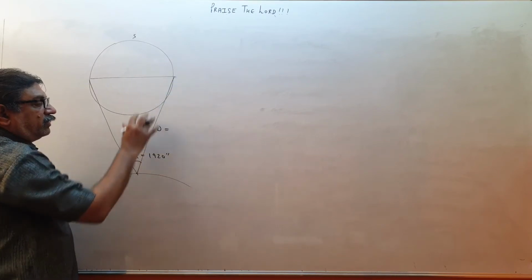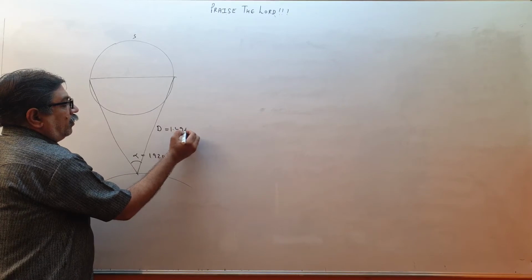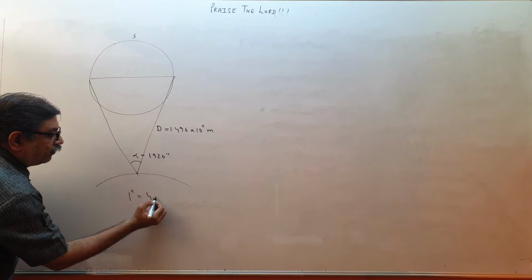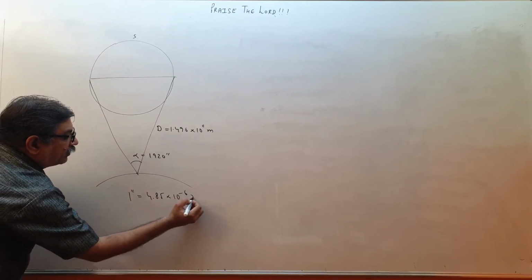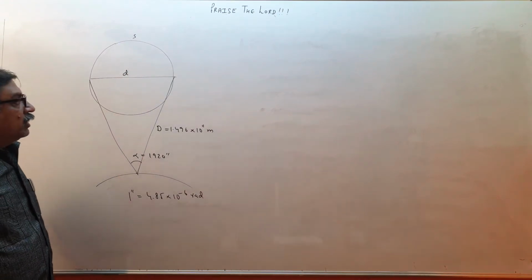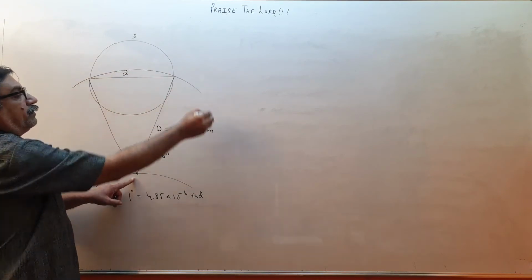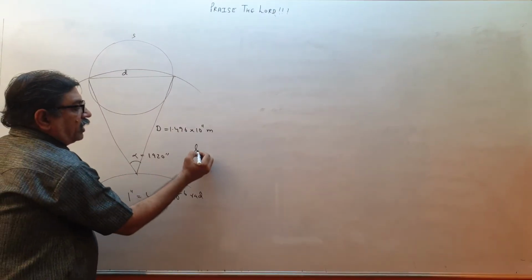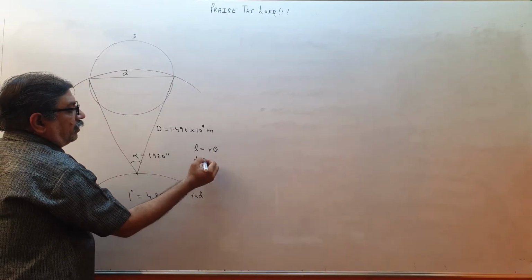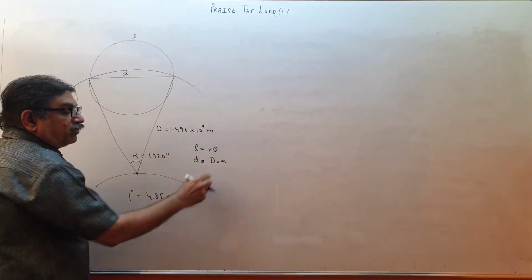The distance of sun from earth is given to us as 1.496 into 10 raised to 11 meter, and it is said that you can take 1 second as 4.85 into 10 raised to minus 6 radian. We have to find D, the diameter of the sun. Now children, if I take this as center and this as radius, I can make an arc like this. So going by the formula, L is equal to R theta. Length of arc means this much, so that is D. R means radius, that will be this capital D. Theta means this angle alpha, but alpha should be in radians.